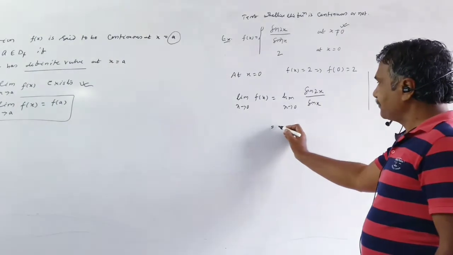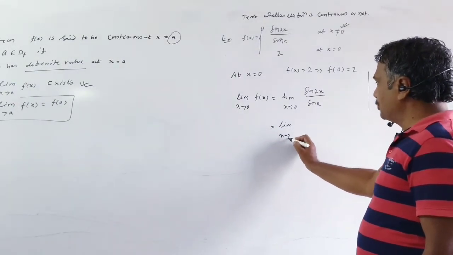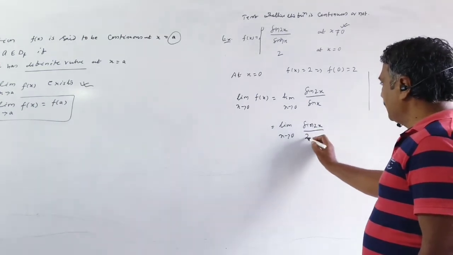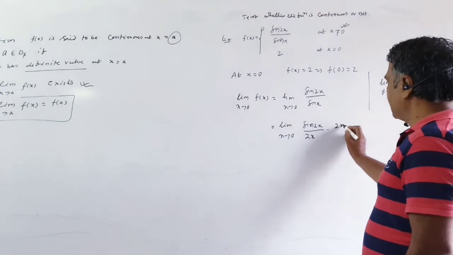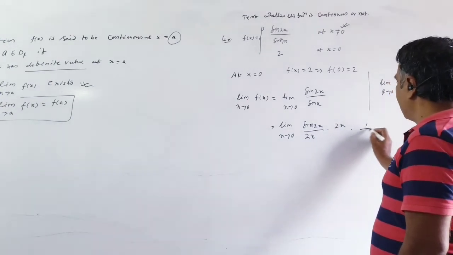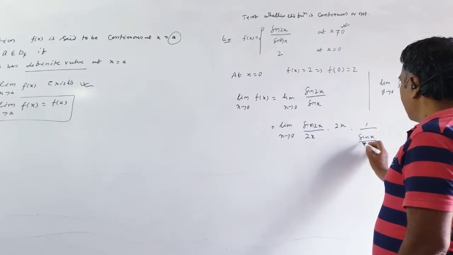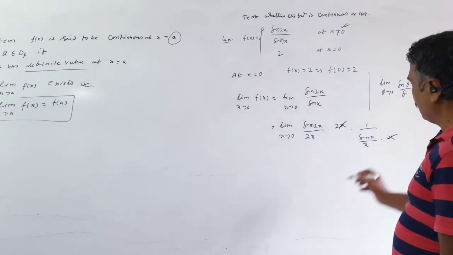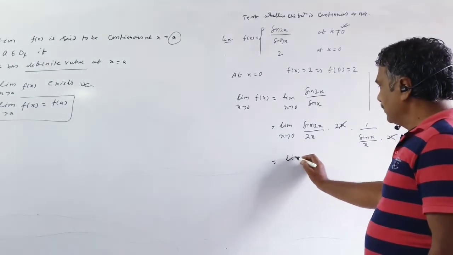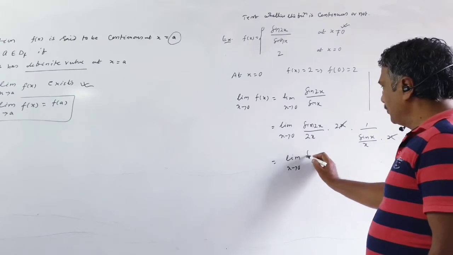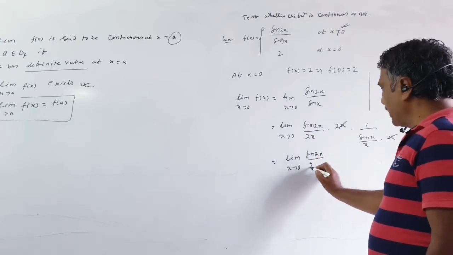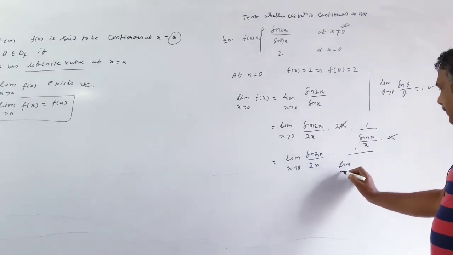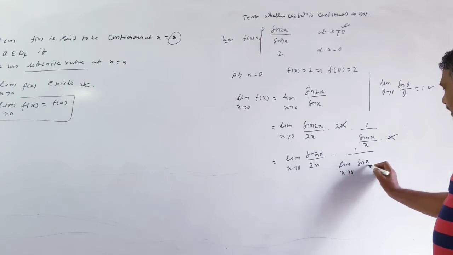Now here, limit x tends to 0, sin 2x divided by 2x and multiplied by 2x. Then 1 by sin x, multiplied by x and divided by x. Now this x and this x cancel out. Now limit x tends to 0, sin 2x by 2x is one part, and the second one is 1 by limit x tends to 0, sin x by x.